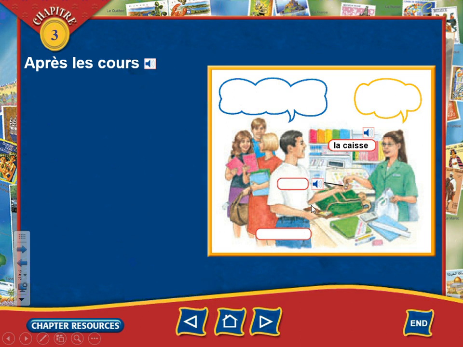Payer. This ER verb is exactly what it looks like. It means to pay. Payer is to pay. Un magasin. Now don't get confused with this word. It's not a magazine. It actually means a store. Un magasin. A store.